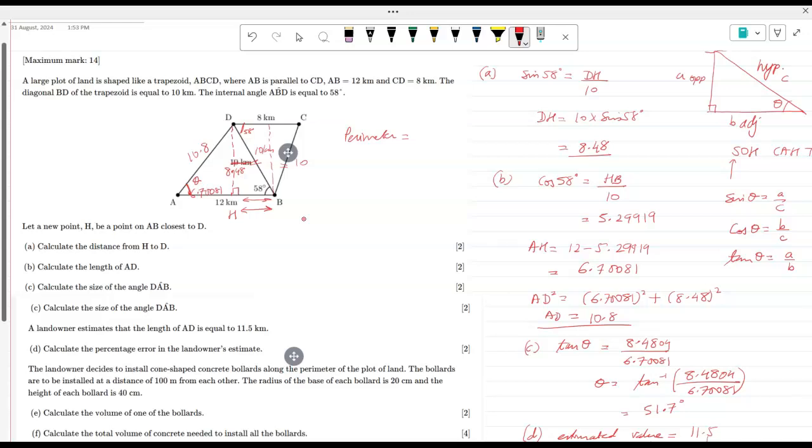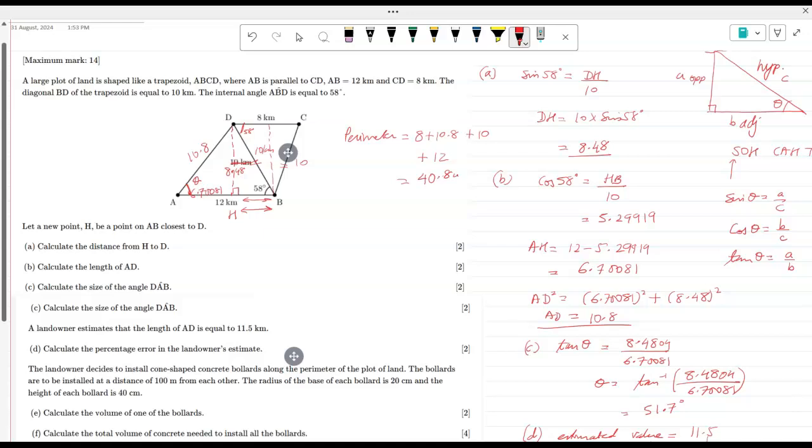What will the perimeter be? Add all the boundaries, no? Perimeter is simply the length of the outer boundary. This plus this plus this plus this. That's your perimeter. So 18 plus 12, 30. So 8 plus 10.8 plus 10, correct? Plus 12. Do that on your calculator. How much is it? 20, 30, 40.8.